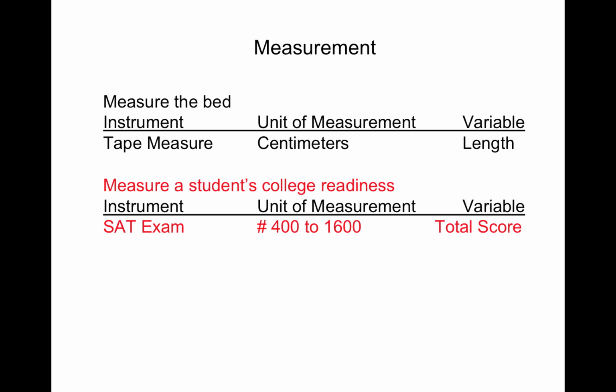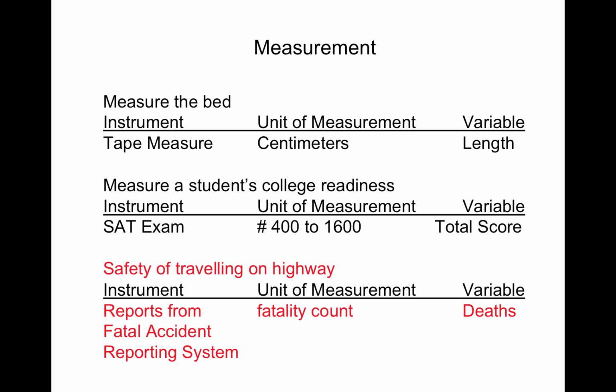You could measure a student's college readiness, and as an instrument you could use the SAT exam. The unit of measurement would be a number between 400 and 1600, and the variable would be the total score. Another example could be that you want to measure how safe it is to travel on the highway. An instrument that you could use could be reports from the government's Fatal Accident Reporting System, FARS. The unit of measurement could be the count of fatalities, and the variable would be deaths.